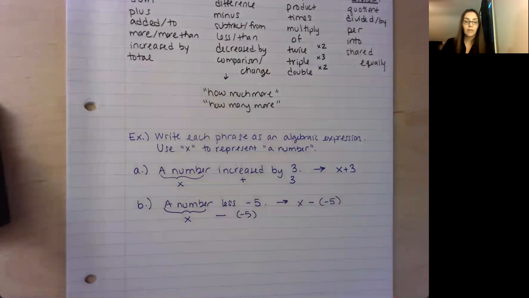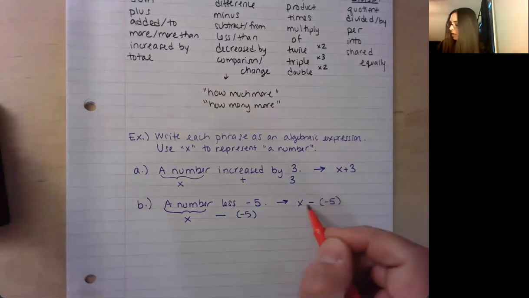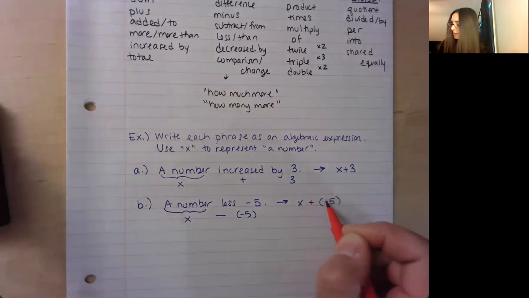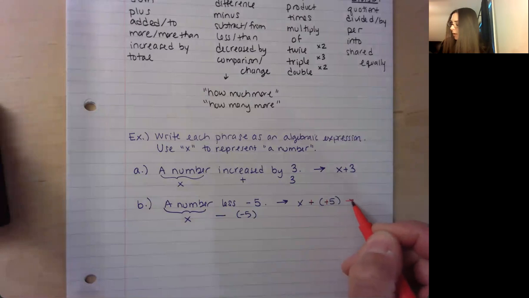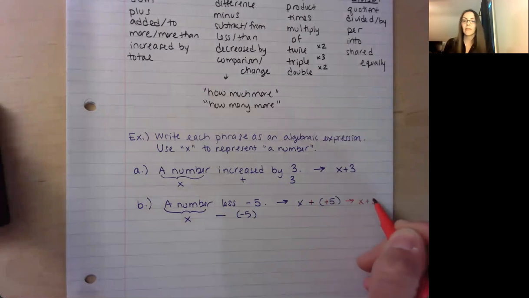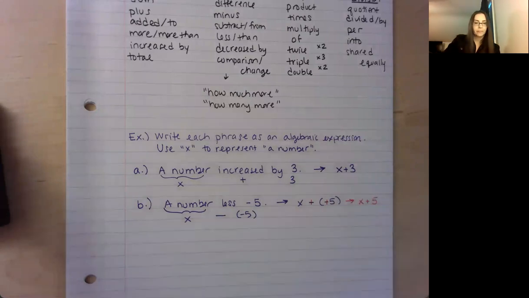If you do want to simplify that, or if the question asks you to simplify, then you would want to clean that up, because what's going to happen is this would change to addition, and this would change to a +5. So if you have to simplify, you would want to simplify that to x plus 5.